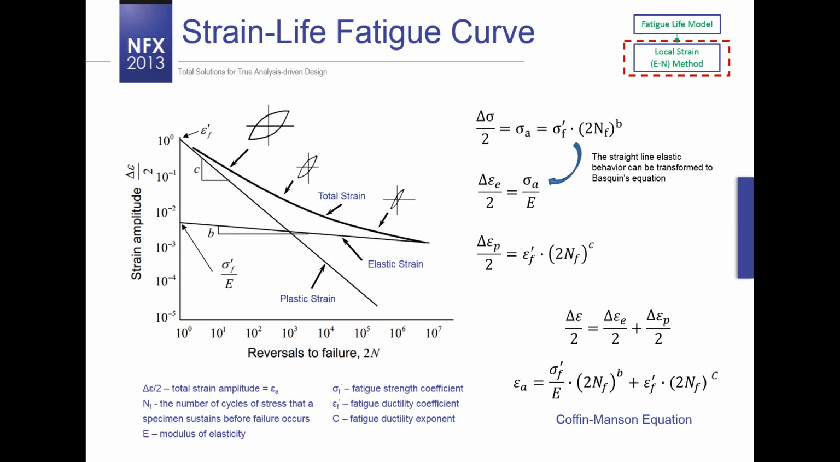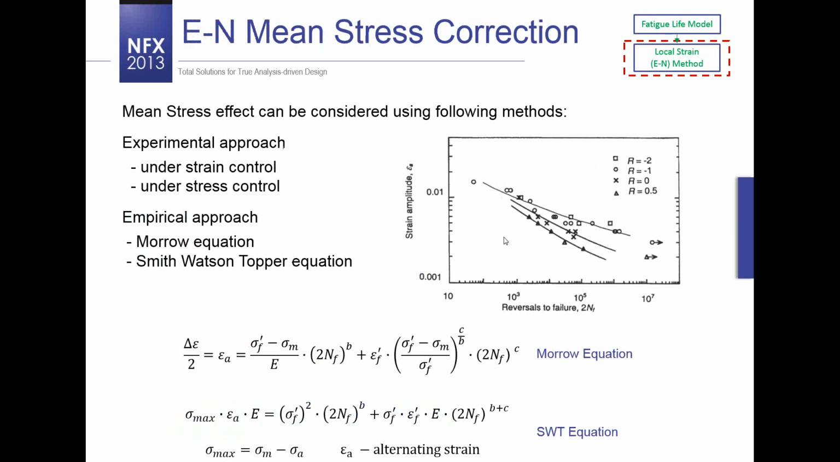So at large strains or short lives, the plastic strain component is predominant, and at small strains or longer lives, the elastic strain component is predominant. And of course, you're seeing a lot of formulas, for example, the Coffin-Manson equation, which is the basic equation for the EN method. Another slide shows you the effect of the mean stress correction.